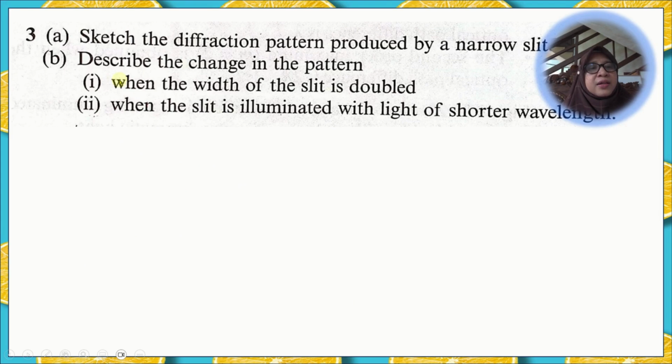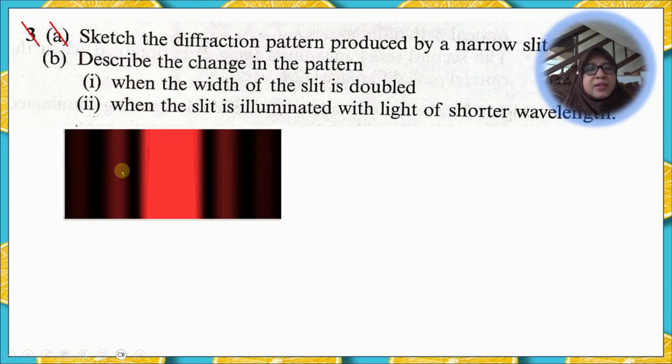Okay, question 3. Sketch the diffraction pattern produced by a narrow slit. And then describe the change in the pattern when the width of the slit is doubled and when the slit is illuminated with light with shorter wavelength. Okay, sketch the diffraction pattern produced by a narrow slit. So we can draw like this. Central bright, this is the central bright maximum, and don't forget the order on the left and right side.